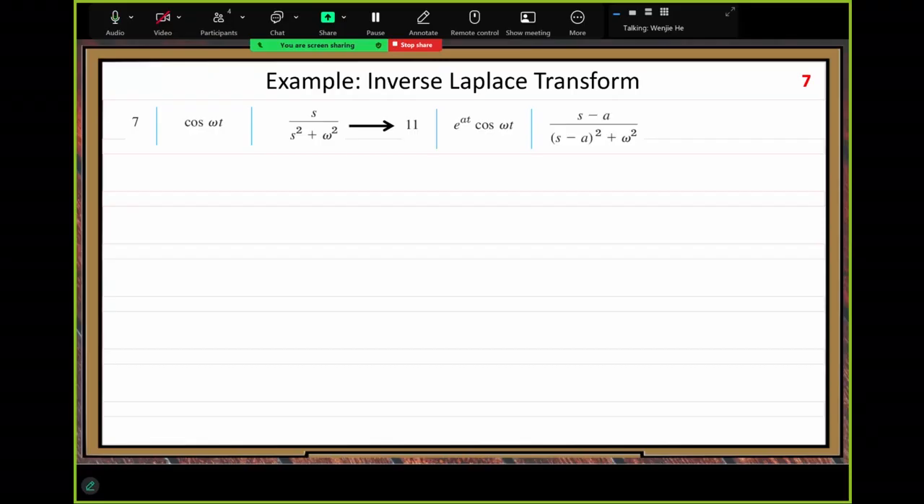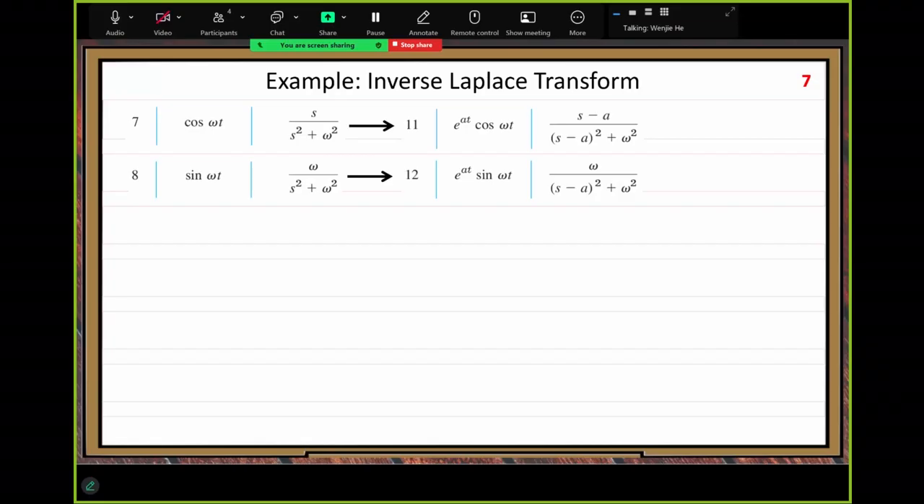So in that table 6.1, we have these formulas. Now remember, we apply the first shifting theorem. You multiply that e function, e to the at. At the right hand side, you need to replace s by s minus a. That's simple. And the second one, you do the same thing on the sine function. So number 12.